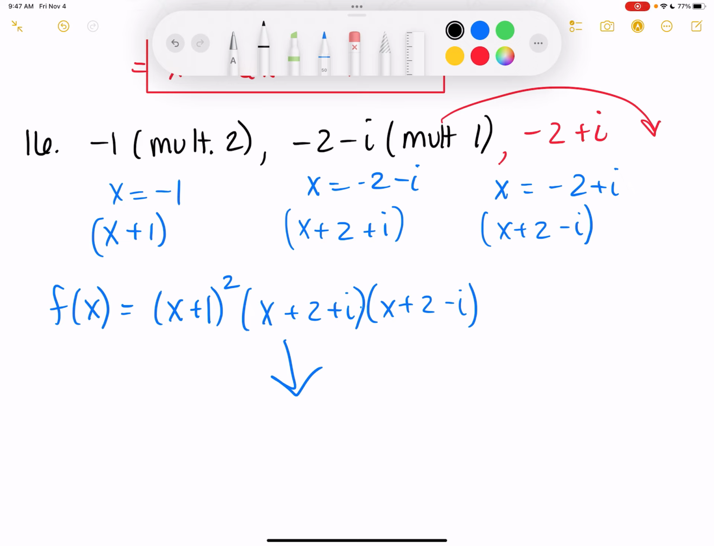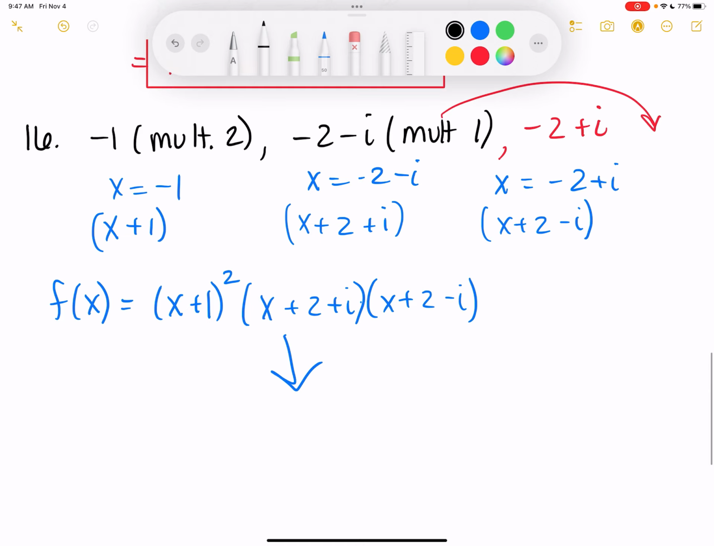All right, state how many complex and real zeros the function has. So we're just saying how many of each it's going to have. Number 22, we've got f of x equals x cubed minus 3x squared plus x plus 1.